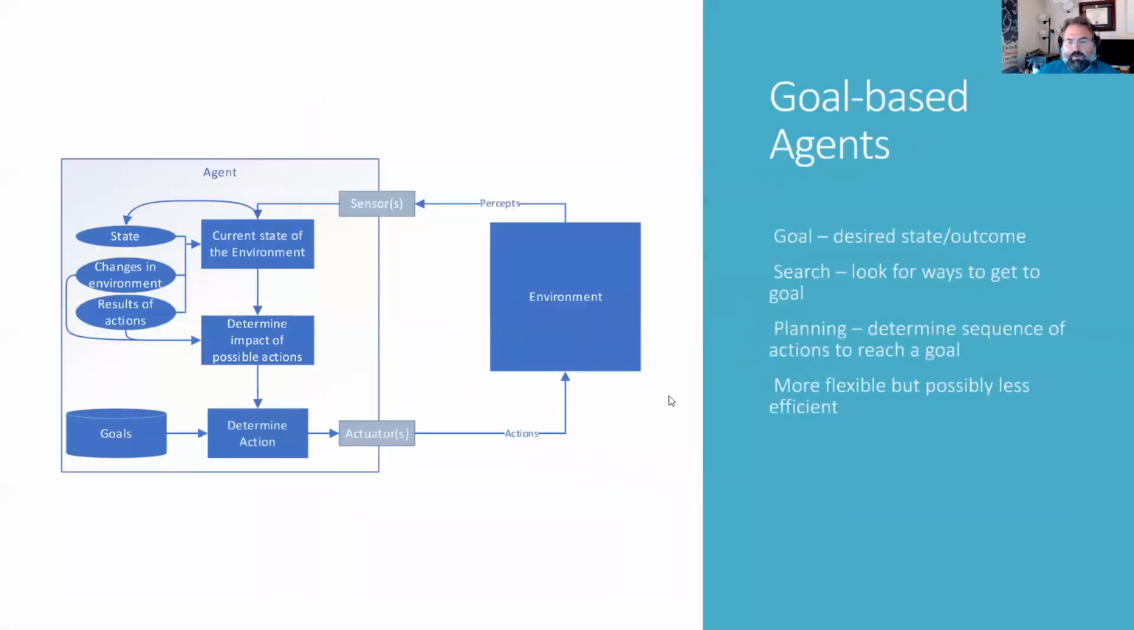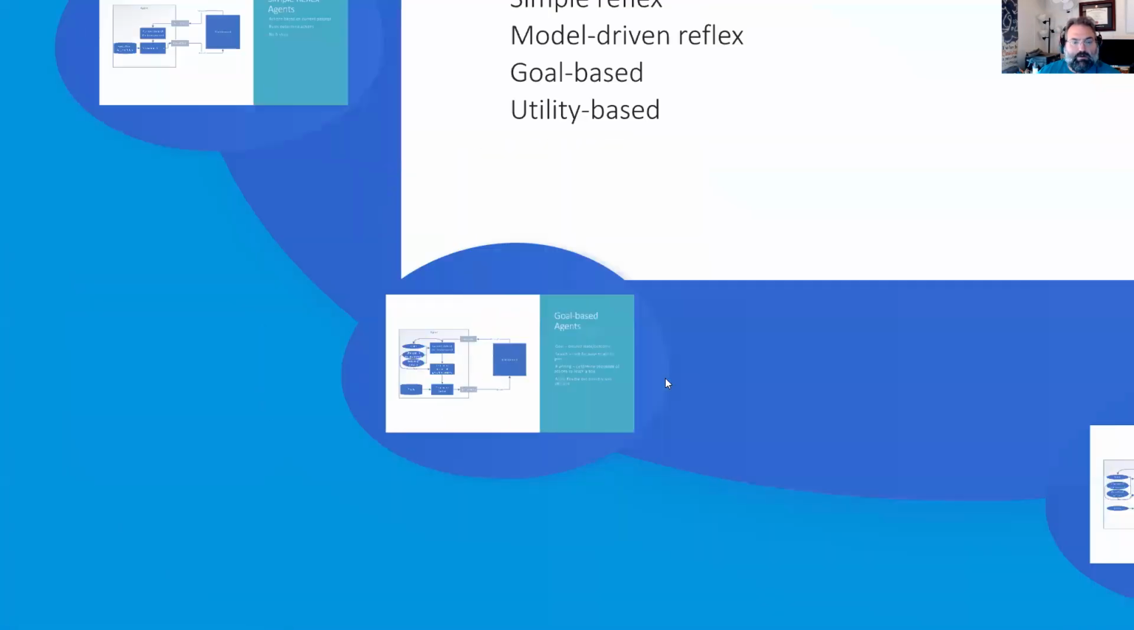A goals agent is much more complex. It has a desired state or outcome it's going for. It's going to have to search for ways to get there. It's going to potentially plan a sequence of actions to reach that goal, and may or may not be all that efficient because it may have to spend some time coming up with longer ways of doing things. A key thing is it may very well remember what it's done and determine the impact of possible actions. So it may keep track of, when I did this, this happened. So maybe it's a good thing or maybe it's a bad thing. So it can lead towards a bit of learning.